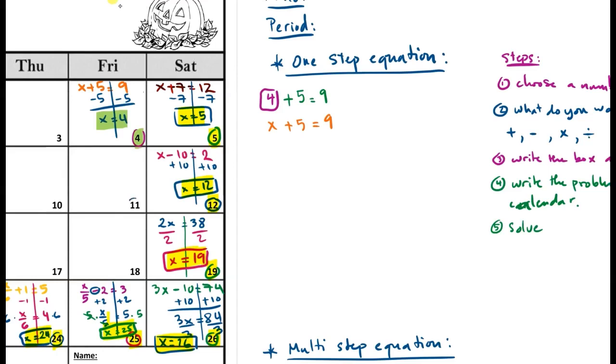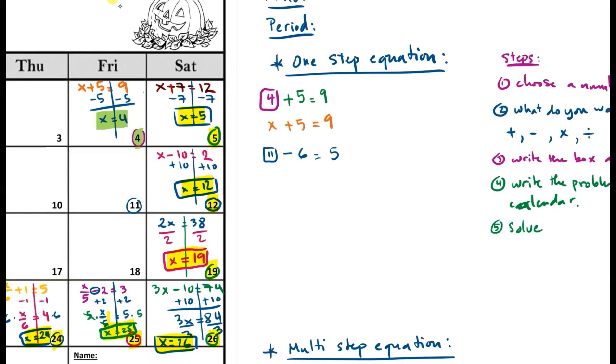Next one is the 11. 11 box. Now I'm going to ask myself, what do I want to do with it? Let's say I'm minus 6. 11 minus 6 is 5. So step 2, replace the box by x. x minus 6 equal to 5.